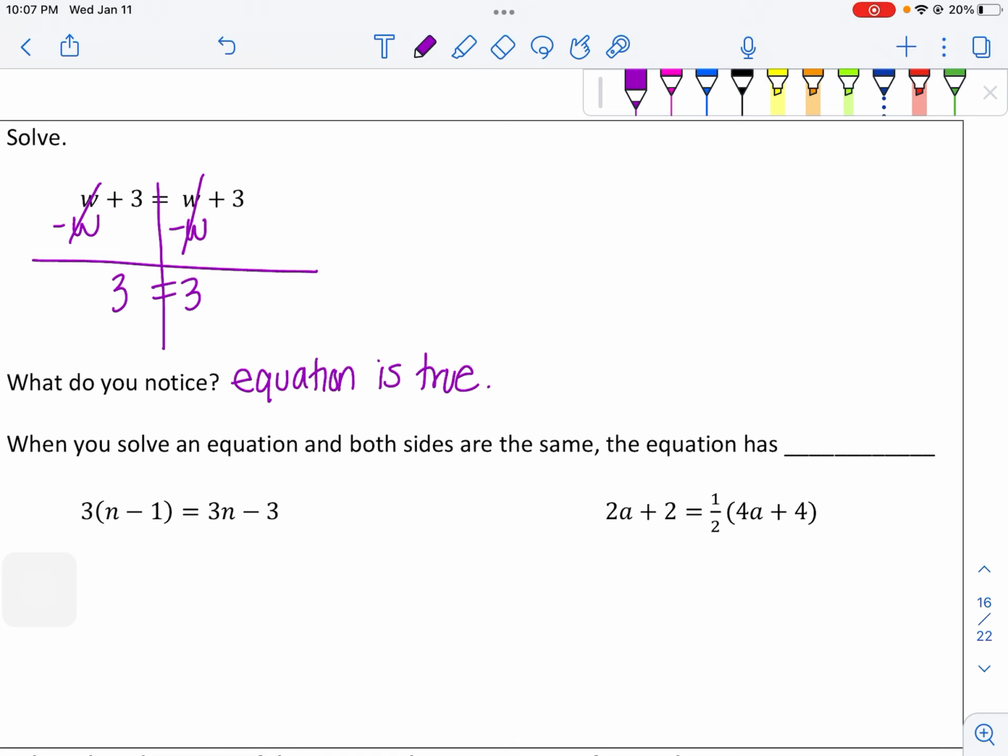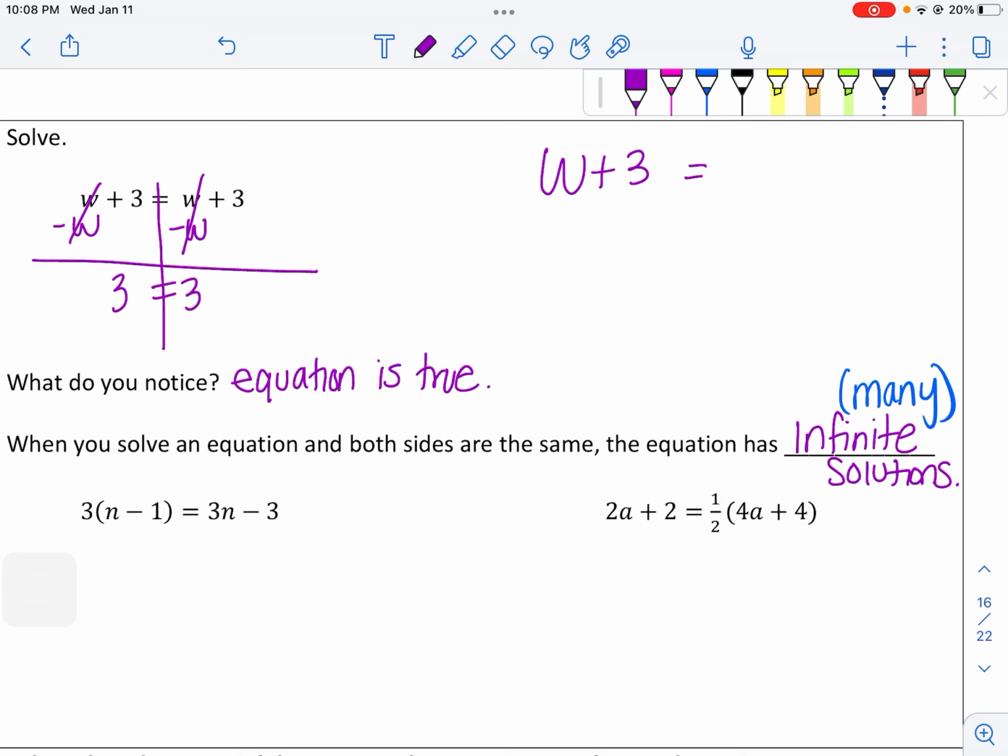And when you solve an equation and both sides are the same, the equation has what we call infinite solutions. And sometimes to make it easier, instead of writing infinite, we just say many, because infinite is a hard word to remember and it is kind of a hard word to spell. So sometimes we'll just say it has many solutions, but really we mean infinite, like from negative infinity to positive infinity. Pick a number, plug it in, it will work.